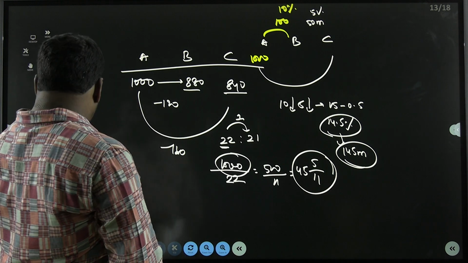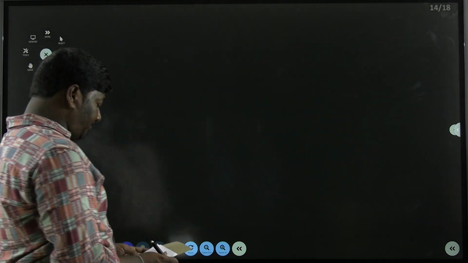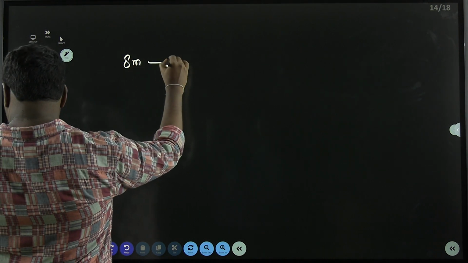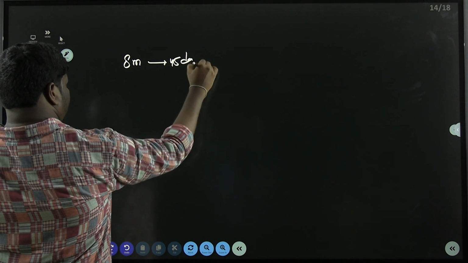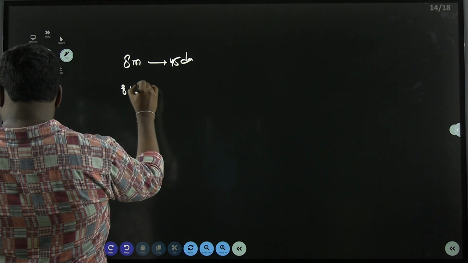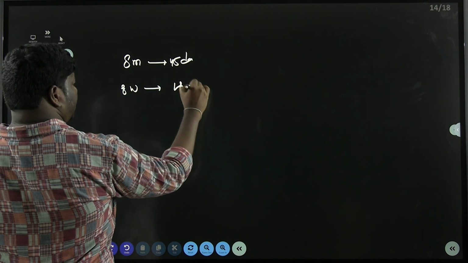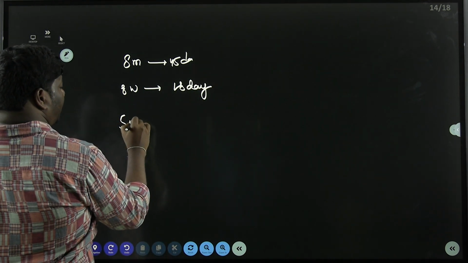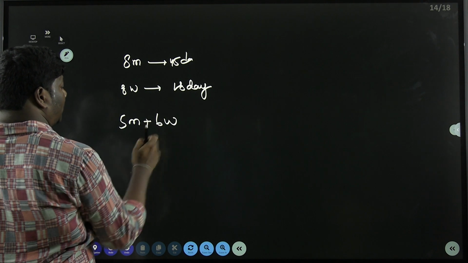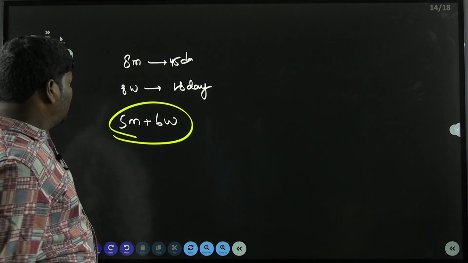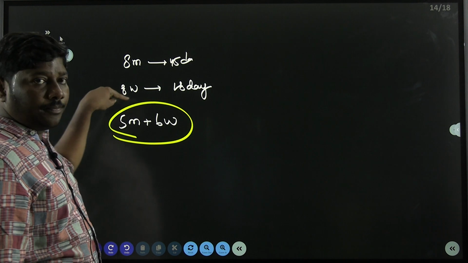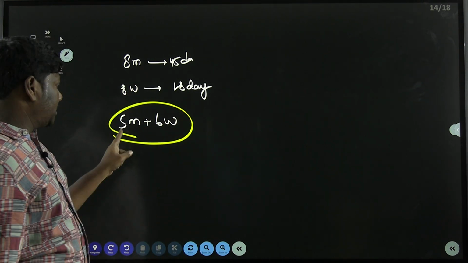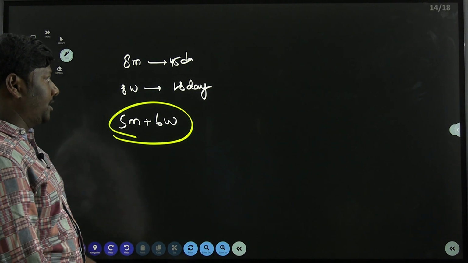Time and work questions based on efficiencies they are asking you. One such question is, 8 men can do the work in 45 days, 8 women can do the work in 18 days. How much for 5 men plus 6 women? This is one of the important questions. When they give you the same number of men and women, and the days are 45 days and 18 days, now see here, he is asking you 5 men and 6 women are doing it in how many days?